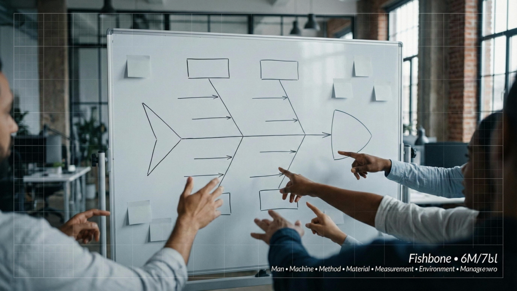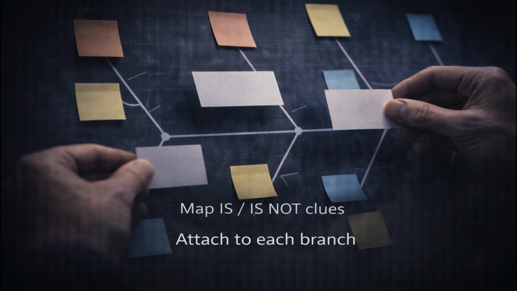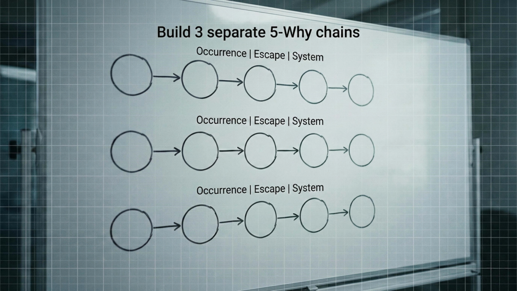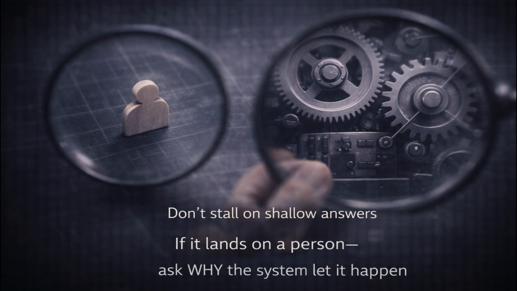How do we proceed? Start with a fishbone and brainstorm across 6M/7M categories: man, machine, method, material, measurement, environment, and management. Map the IS/IS-NOT clues from D2 onto each branch. Then build 3 separate 5Y chains for occurrence, escape, and system. Don't stall on shallow answers. If it lands on a person, ask why the system let that happen.